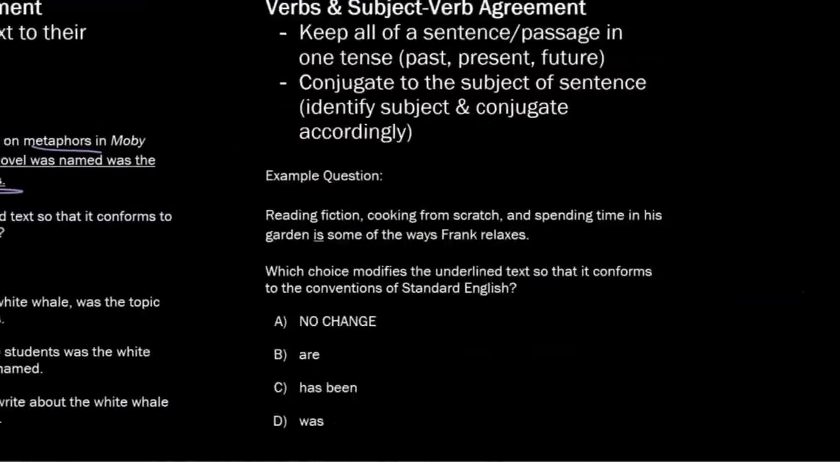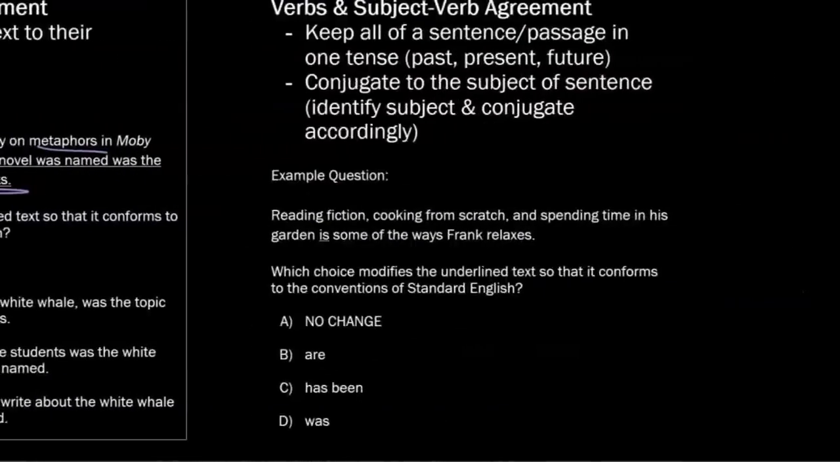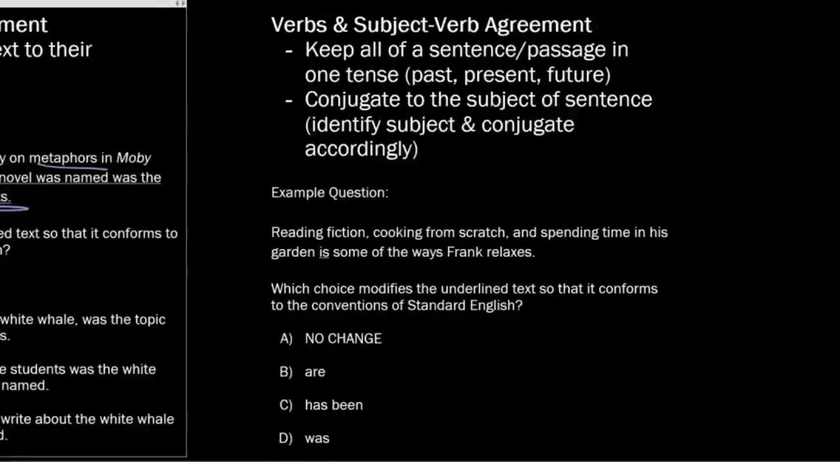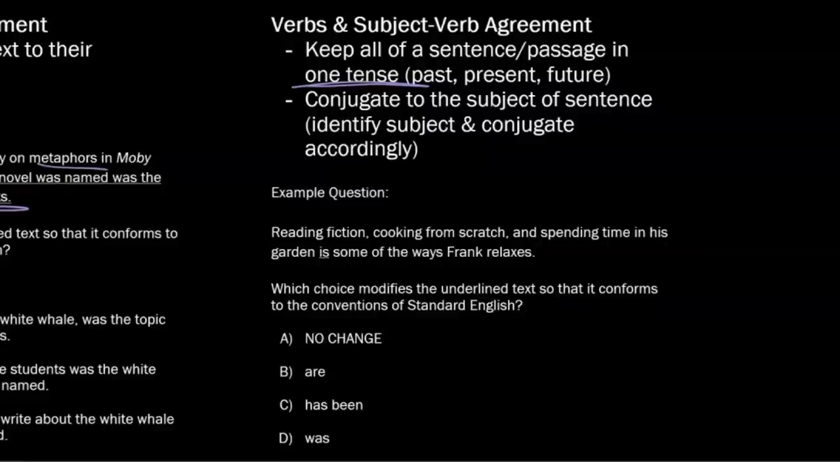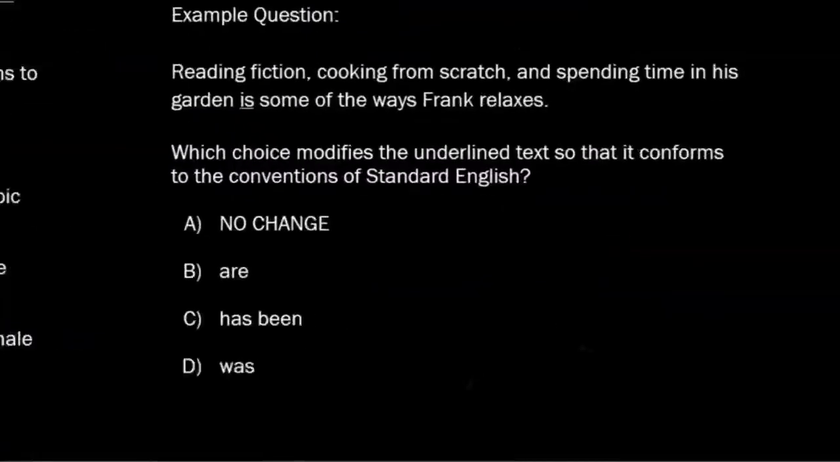Okay. Now, for our verbs and our subject-verb agreement, we're going to try to keep all of our sentence and passage in one tense, right? We can't have some parts of the sentence in past tense, some parts in future, whatnot. And we also need to conjugate. We can't say "they was", it's "they were", or "he were". He is or he was or whatever. Got to make sure that's correct.